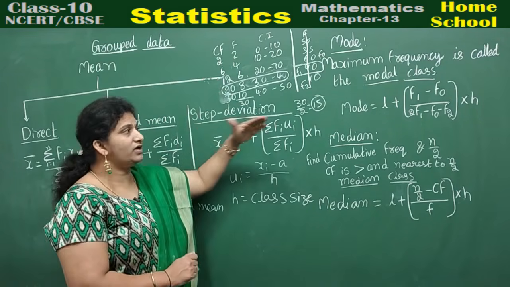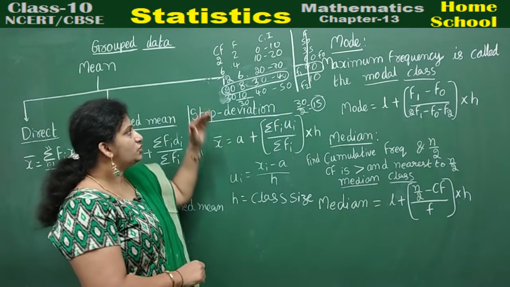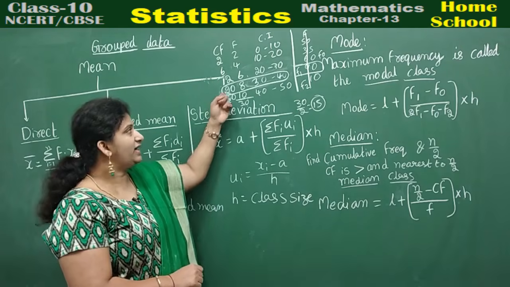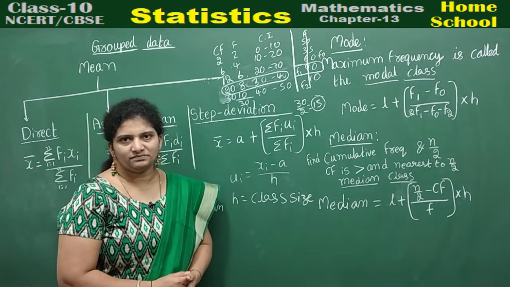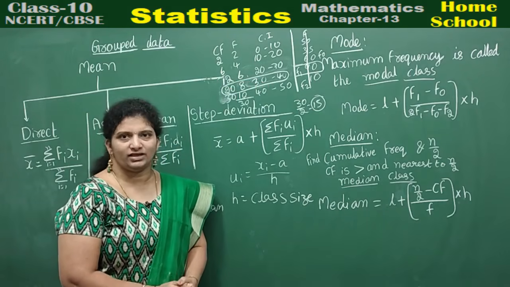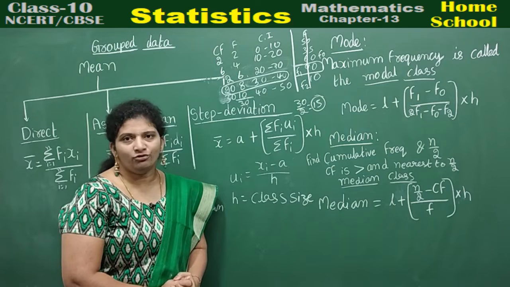Suppose n by 2 value is 21. For 21 you just go to the next one. For 21 you can't take this interval. Right? First you need to select the median class carefully. If you select the median class carefully, your problem won't go wrong.